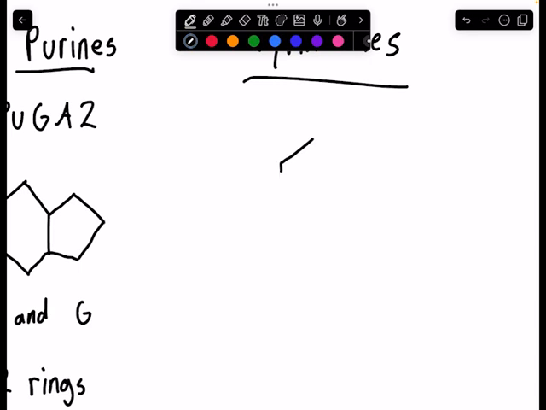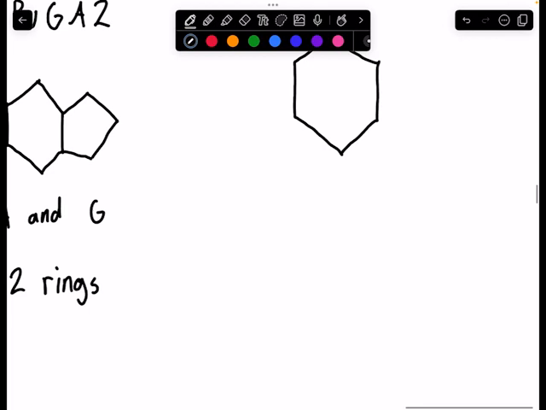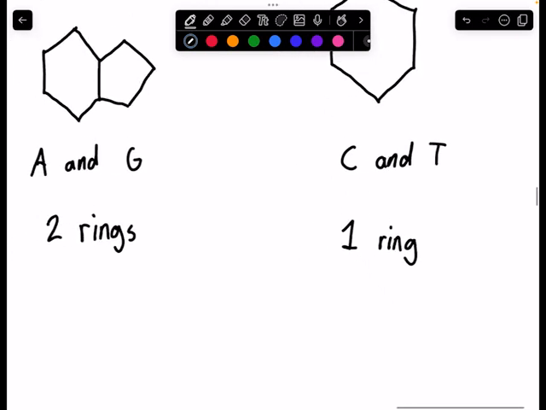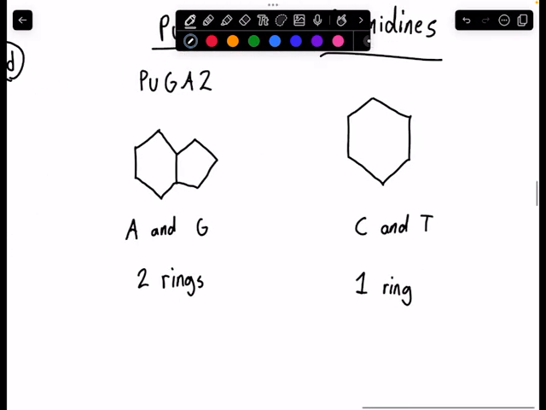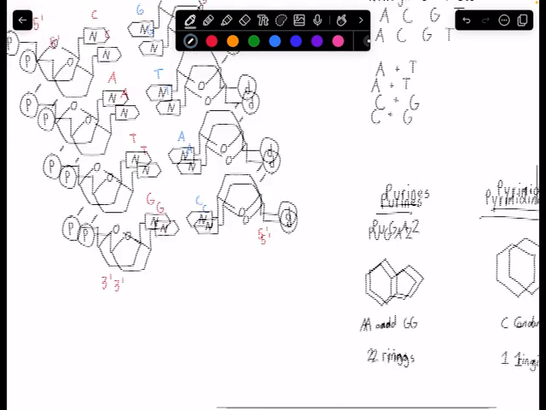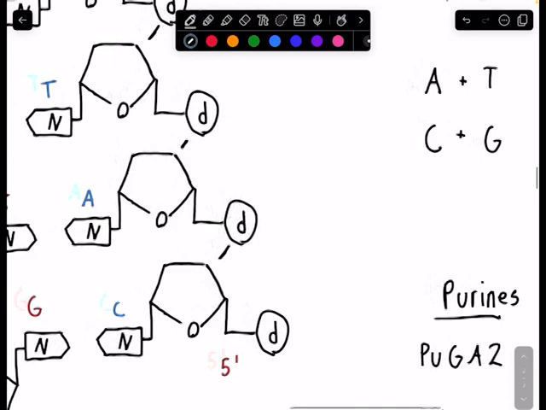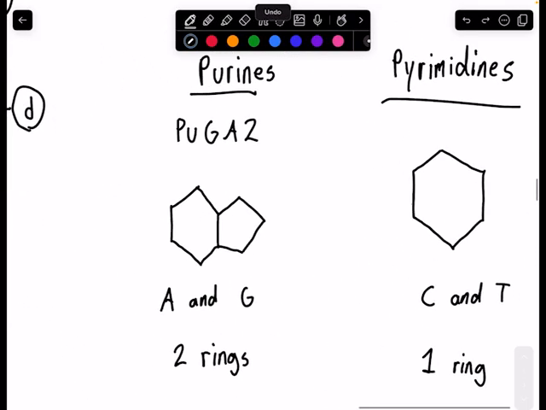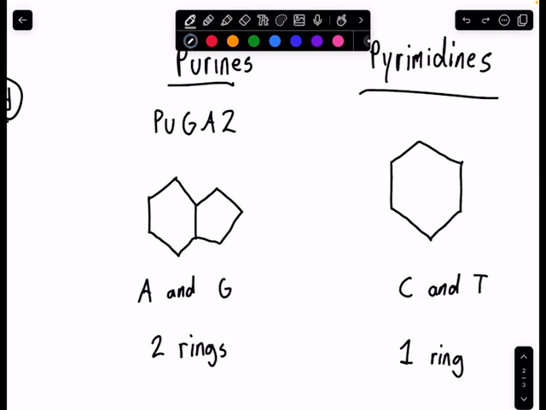So we can just draw our hexagon like this. This is C and T. And this is a 1-ring structure. So the way this works, you'll notice, is one purine pairs with one pyrimidine. So if we look over here, we have C pairing with G. Well, C is a pyrimidine, and G is a purine. So that's how they pair together. So you always have one pairing with another.